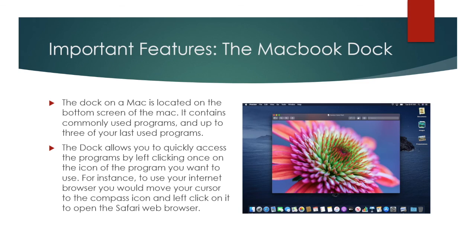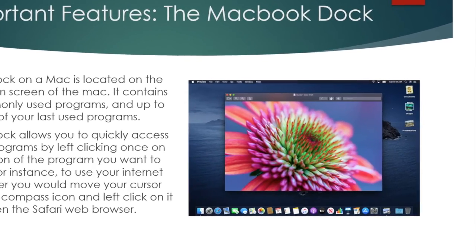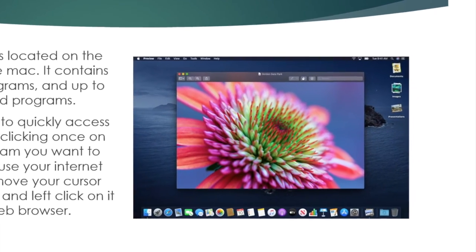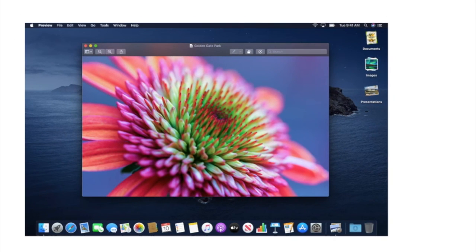Now let's learn about the MacBook Dock. The dock on a Mac is located on the bottom screen of the Mac. It contains commonly used programs and up to 3 of your last used programs. The dock allows you to quickly access the programs by left-clicking once on the icon of the program you want to use. For instance, to use your internet browser, you would move your cursor to the compass icon and left-click on it to open the Safari web browser.